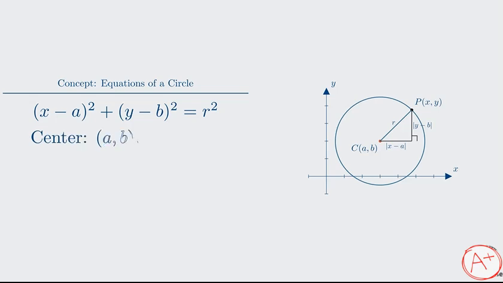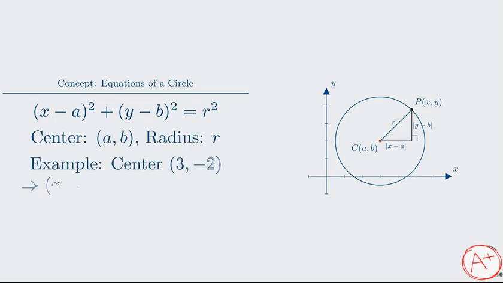In this form, the center and radius are immediately obvious. Note that the signs inside the brackets are negative. A circle with center 3, -2 would have a +2 in the y bracket.